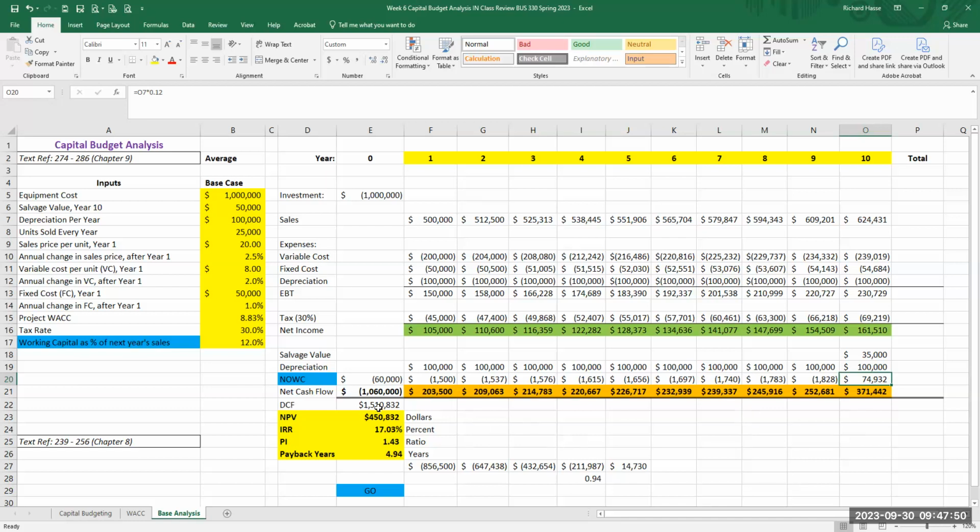The rest we've done beginning in Chapter 8. Determine the discounted cash flow with your weighted average cost of capital. Determine the net present value in dollars, the internal rate of return in percent, the profitability index, which is the relationship of discounted cash flow to the net cash investment, and the payback in years. How long does it take you to pay back, in your expected cash flow, the net investment in year 0?